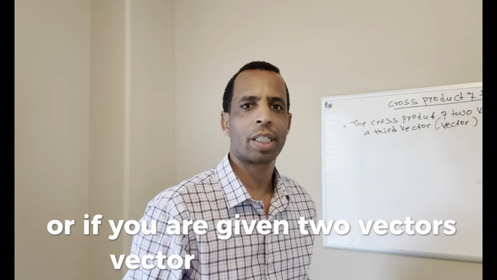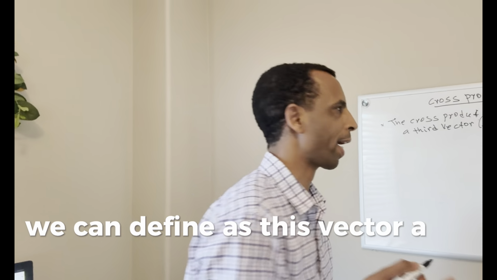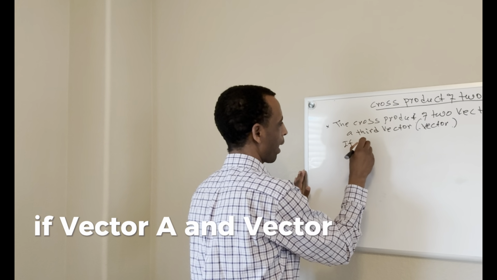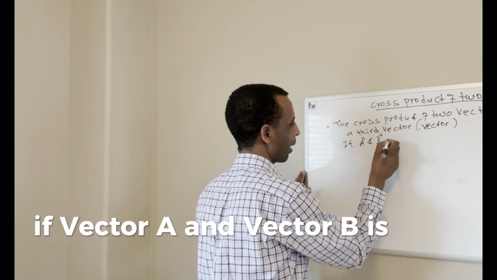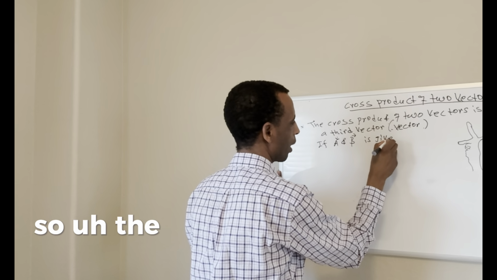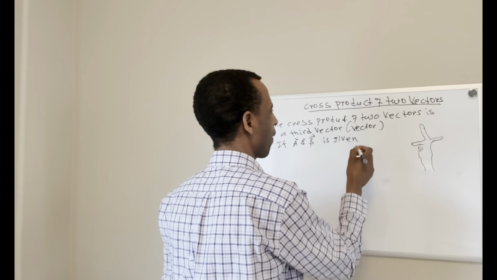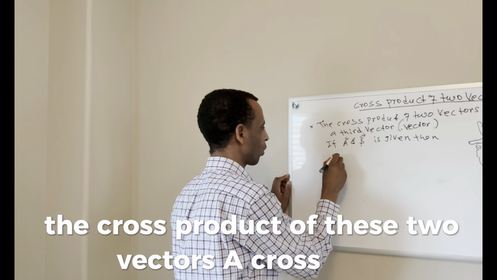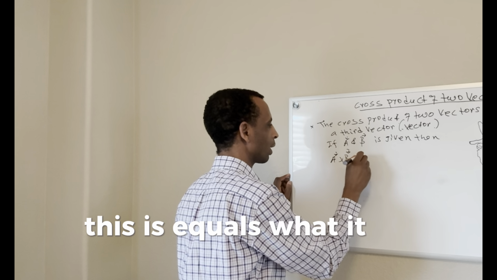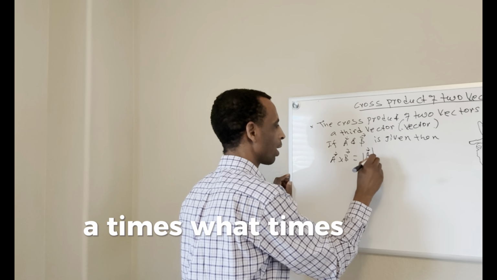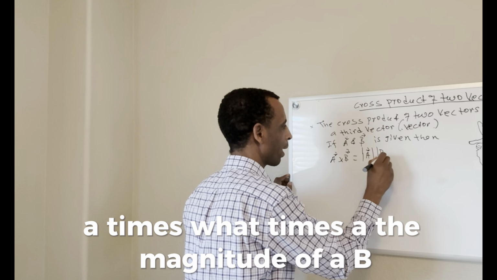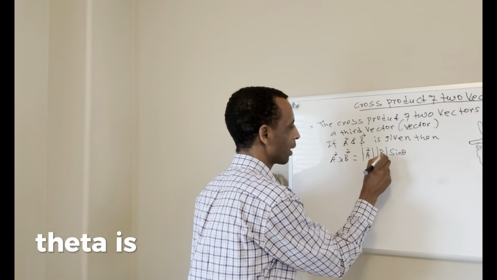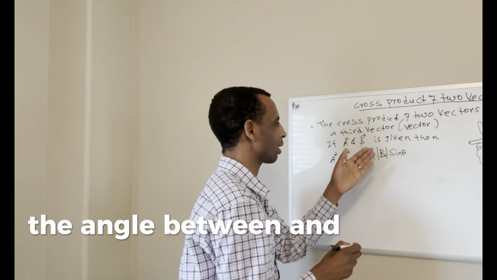If you are given two vectors, vector A and vector B, the cross product of these two vectors, A cross B, equals the magnitude of A times the magnitude of B times sine of theta, where theta is the angle between these two vectors.